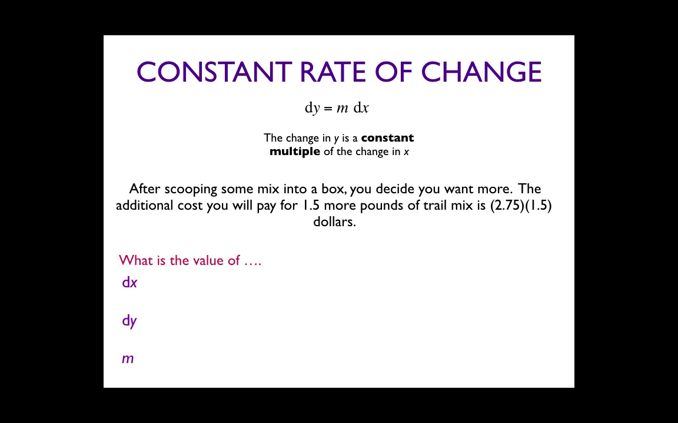Also positive. It would be the change in the price. 1.5 extra pounds at $2.75 a pound costs me this much extra. This is the change in my price. M is still 2.75. It's a constant rate of change.